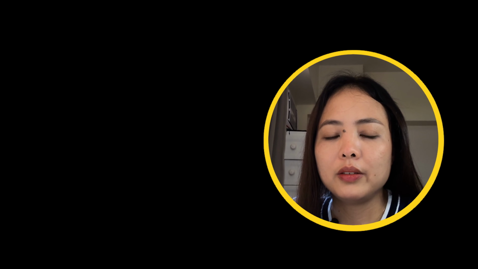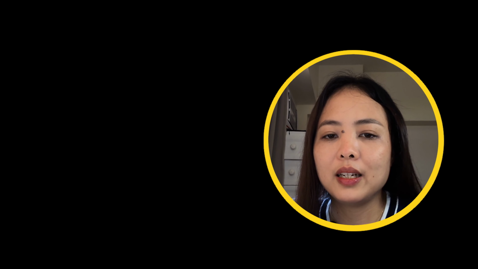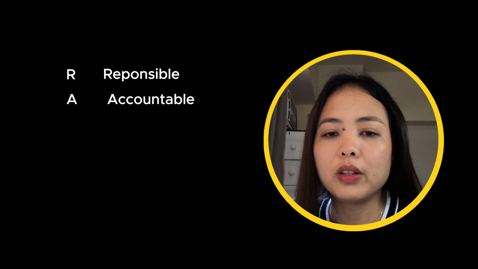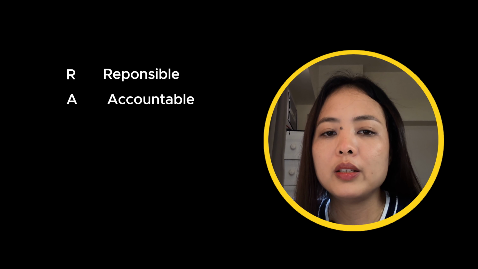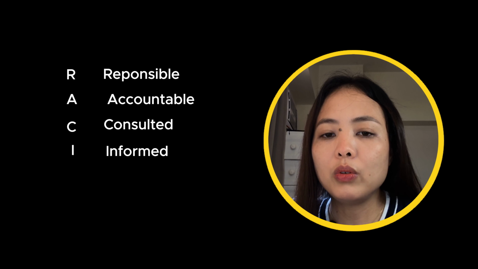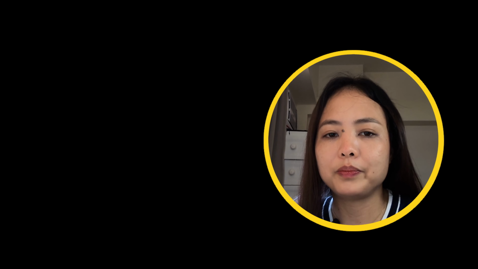One simple but powerful tool that helps us is something called a RACI chart. RACI simply clarifies 4 roles in any task. R stands for responsible, the person who actually does the work. A for accountable, the person who owns the outcome. C, consulted, people who provide input or expertise. And I stands for informed, stakeholders who just need visibility. Yun, kailangan lang nila makita.